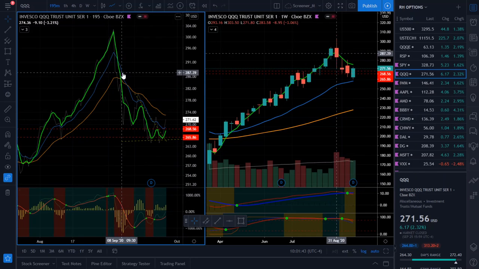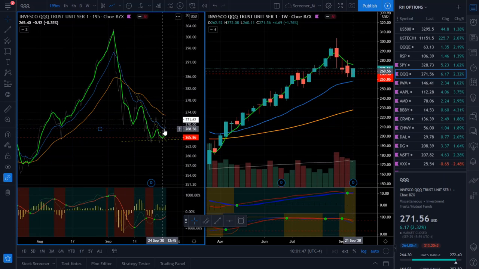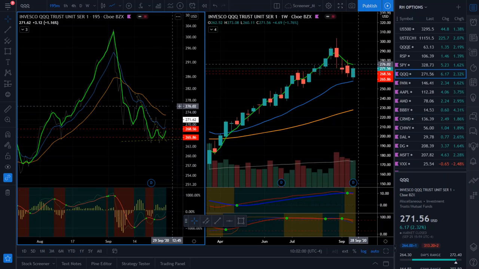Now, what you see in here is the 13-day exponential, which is basically a 9-day moving average, and this is the 34-day exponential, which is basically a 21-day moving average. So I just like to use exponential, but if you want, you can replace it with moving average as well.